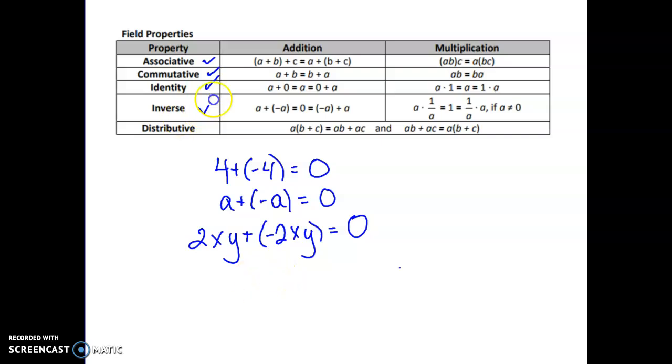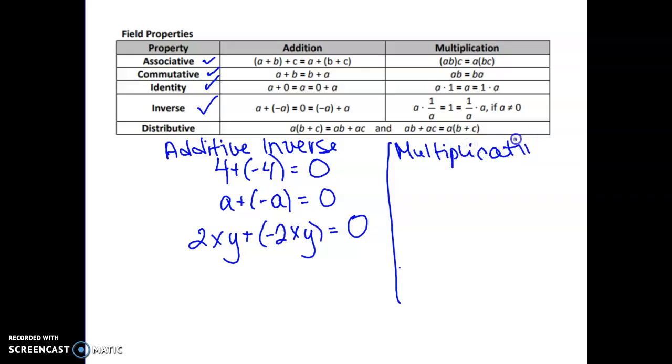The inverse is like the opposite. So this is really the additive inverse, where we're adding the opposite. Now the multiplicative inverse, all we're doing is multiplying by the reciprocal. If I take the number 2, the reciprocal of 2 is 1/2. Remember, for the reciprocal you take the number and flip the numerator and denominator, so 2 over 1 would become 1 over 2.